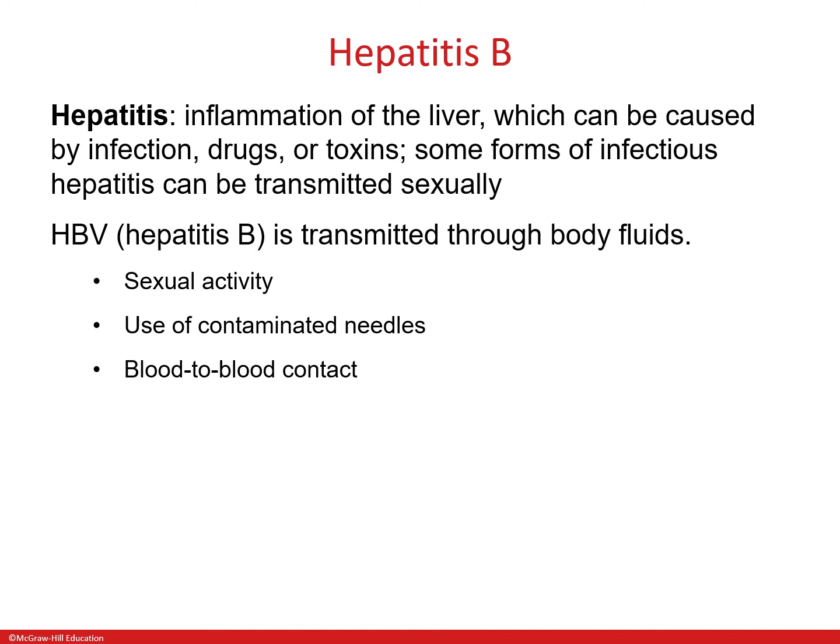HBV is found in all body fluids, including blood and blood products, semen, saliva, urine, and vaginal secretions. It is easily transmitted through any sexual activity that involves exchange of body fluids, the use of contaminated needles, and any blood-to-blood contact, including the use of contaminated razor blades, toothbrushes, and eating utensils. Note that HBV is not usually spread by hugging, coughing, food or water, sharing eating utensils or drinking glasses, or casual contact. The primary risk factor for acquiring hepatitis B is sexual exposure and injection drug use, and having multiple partners also greatly increases the risk.